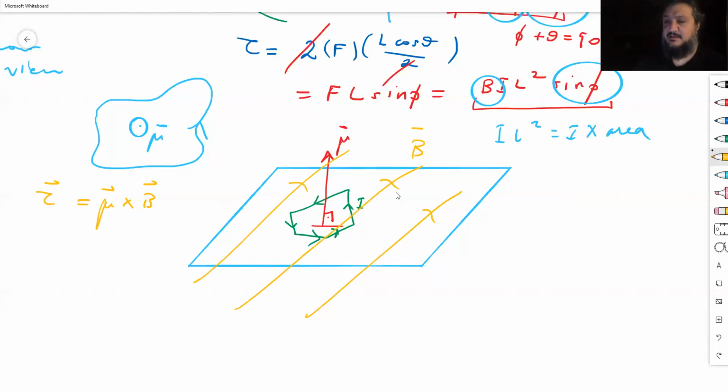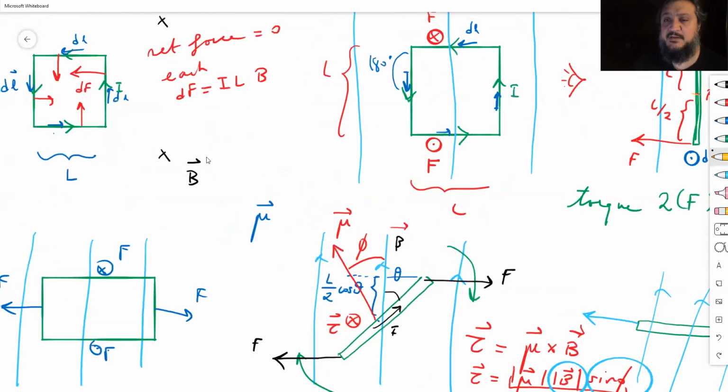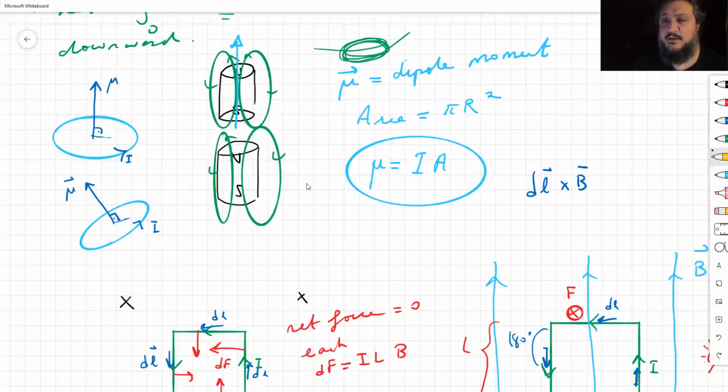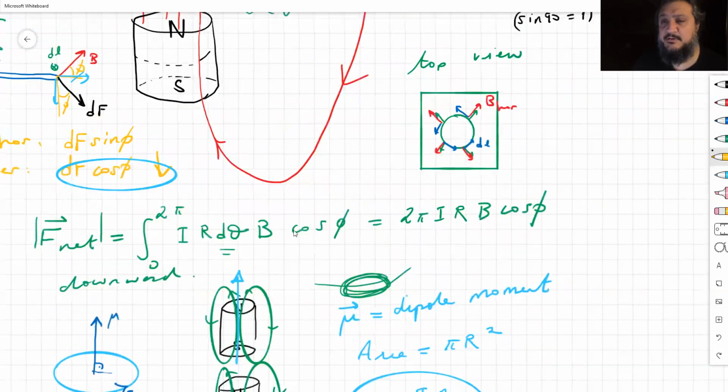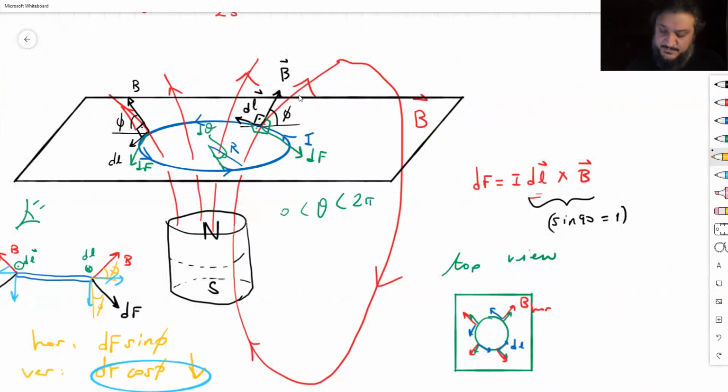So going back to that very first example, one of the first ones, with the circular loop and this one. Mu is pointing up. And imagine the magnetic field just in the middle. That's also pointing up. So think about it, by the way.